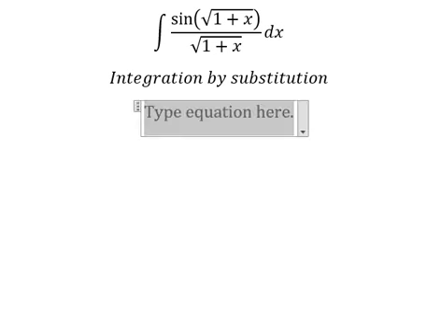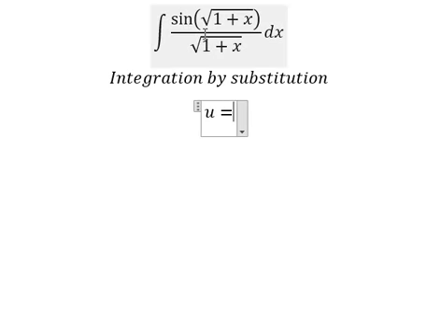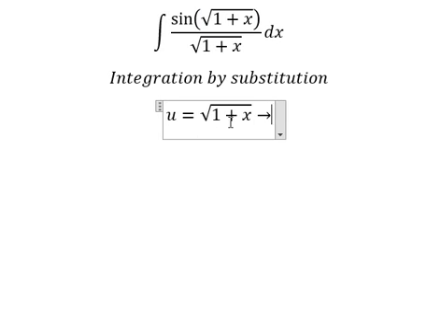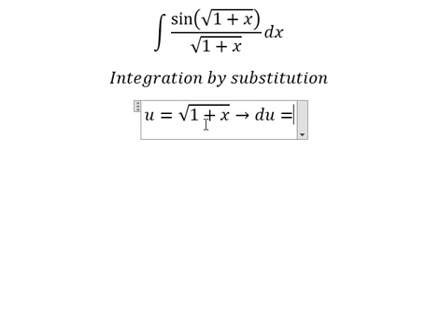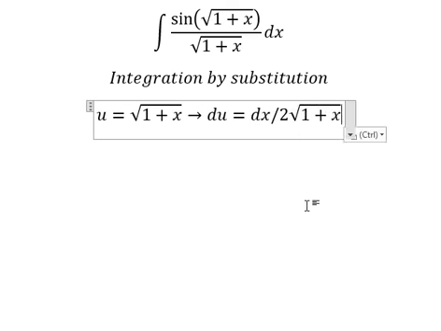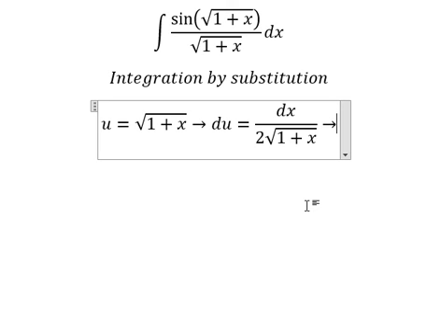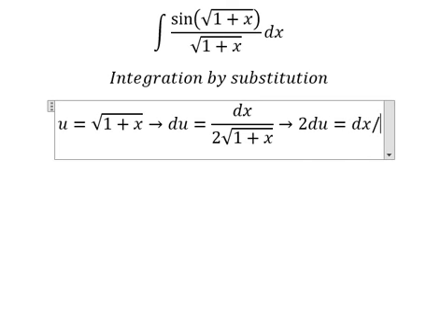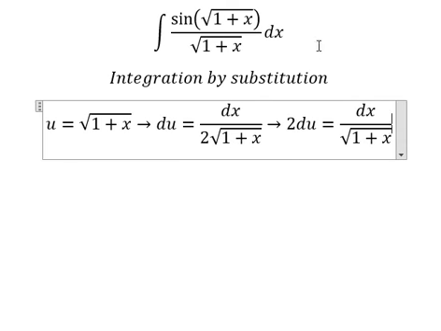So I will put u equals the square root of 1 plus x. Later, we first take the derivative of both sides, and then we get dx over 2 times the square root of 1 plus x. Because we don't have the number 2 in here, I need to move the 2 to the left. That is 2 du equals dx over the square root of 1 plus x.